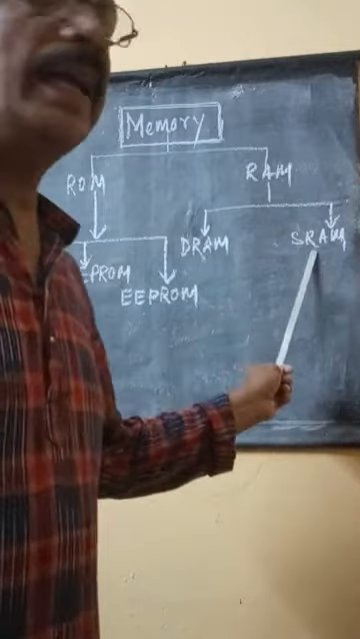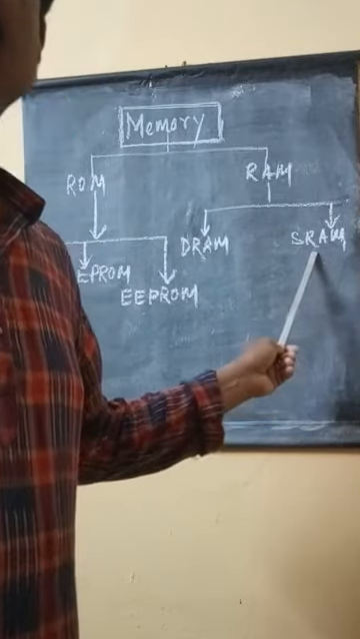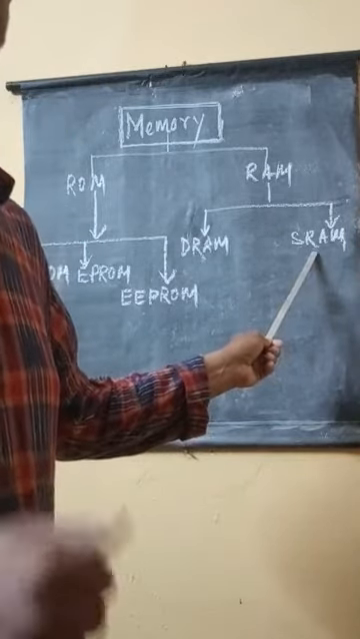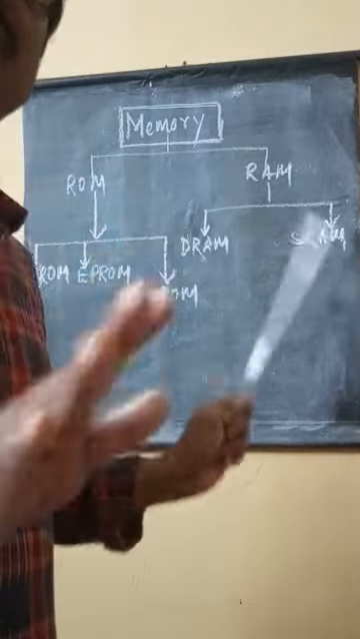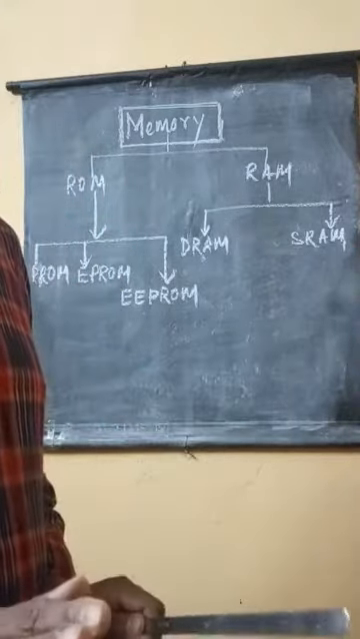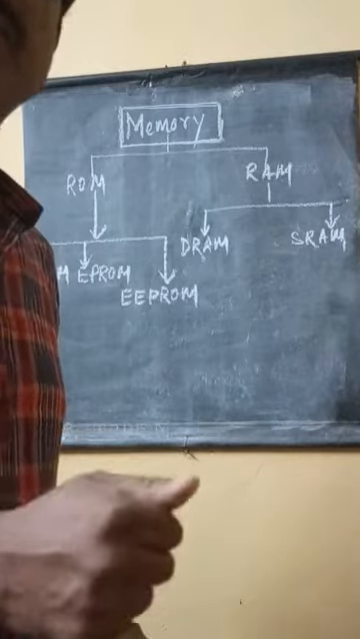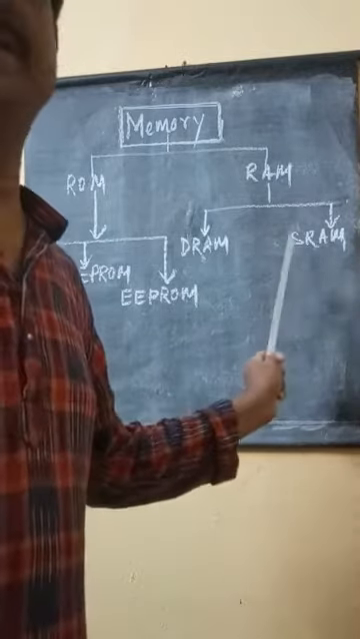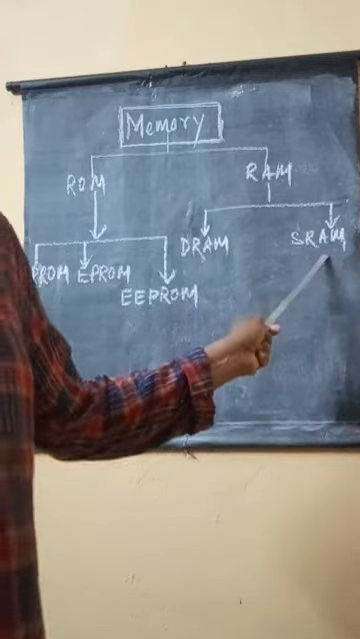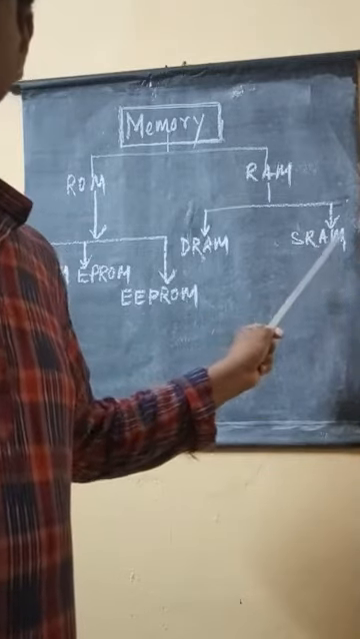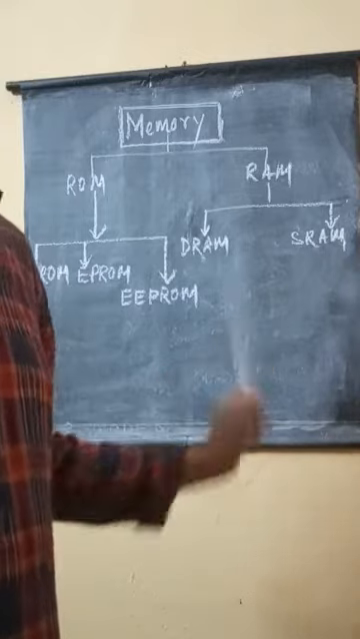And with SRAM, until you power off or switch off the computer, it will go on storing all the things in the same RAM only. But when you switch off the computer, only then will it be erased, otherwise not. So these are DRAM and SRAM, the two types of RAM.